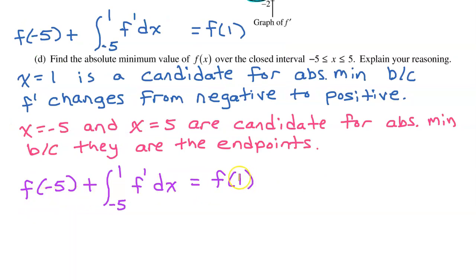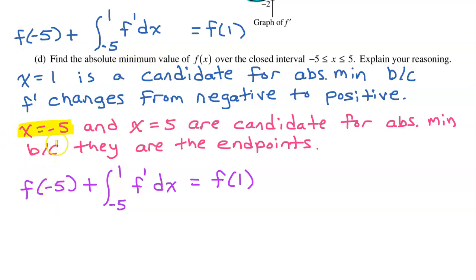So here it is. Let me explain why I picked -5 as my starting point and +1 as my end point. I have these three candidates, x equals 1, x equals -5, and x equals +5. I need to find the value of f at each one of these so I can see which one is the minimum.